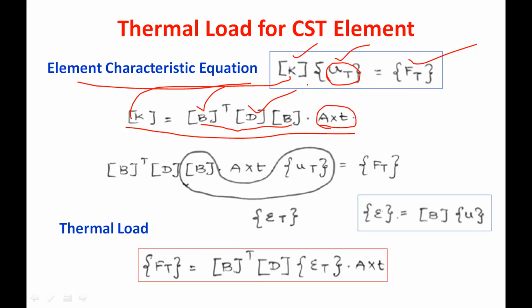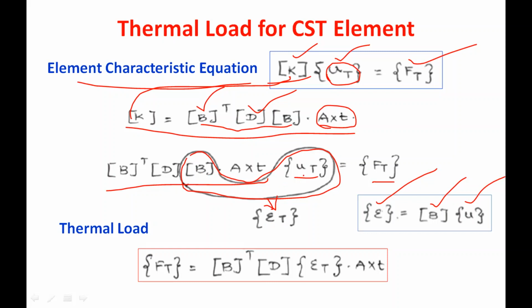Now substitute this K expression in this element characteristic equation. Here this is the K expression, then UT, which is equal to FT. Since we know that in 2 dimensions the epsilon matrix is equal to the product of the B matrix and U matrix. Here we are taking one B matrix and UT, this product will give you the epsilon T, the thermal strain.